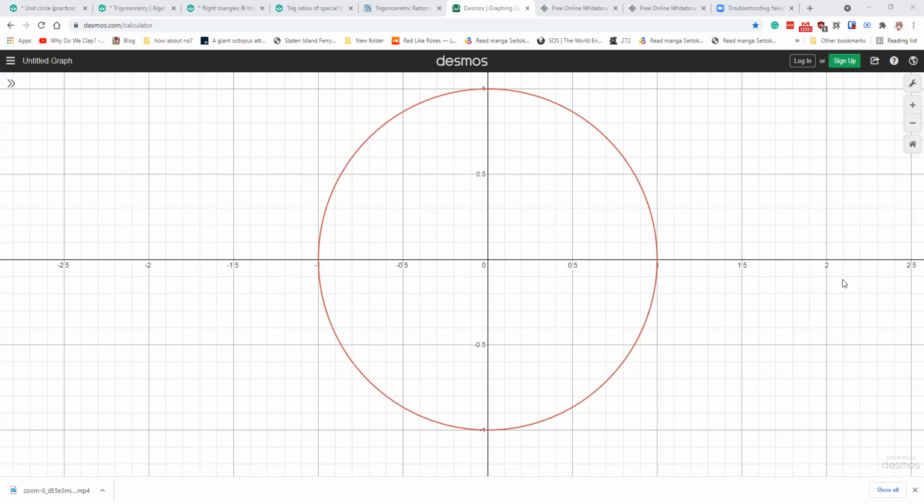Alright then, so now that we've gone over the basics of right triangle trigonometry, we want to introduce something called unit circle trigonometry.